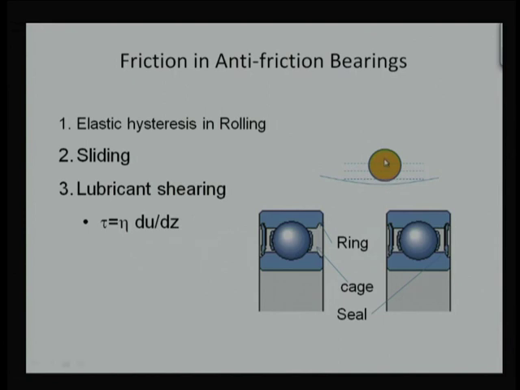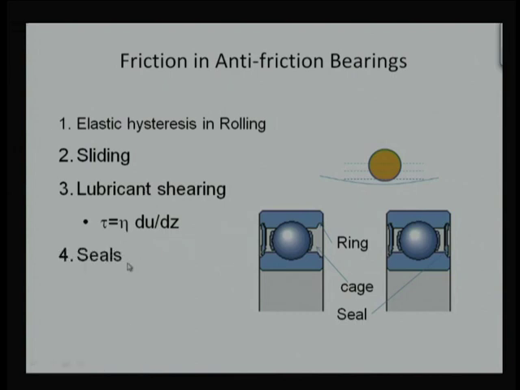And further, the rolling element has some velocity, and the inner ring will have a different velocity. So there will be a difference in velocity between the rolling element and the inner ring. Naturally that will cause shearing of the lubricant, and that is what we are trying to predict. We are trying to estimate how much energy loss will occur because of the lubricant.